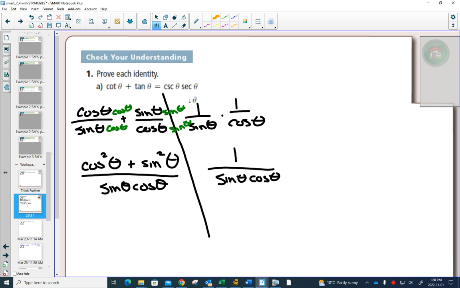We've got a single fraction on both sides, but the one side has a 1 on the top, the other side has sine squared plus cos squared. But since that's on our formula sheet, you're allowed to say, that's on my formula sheet, I know that that's equal to 1. So my left side is equal to my right side. I'm done.